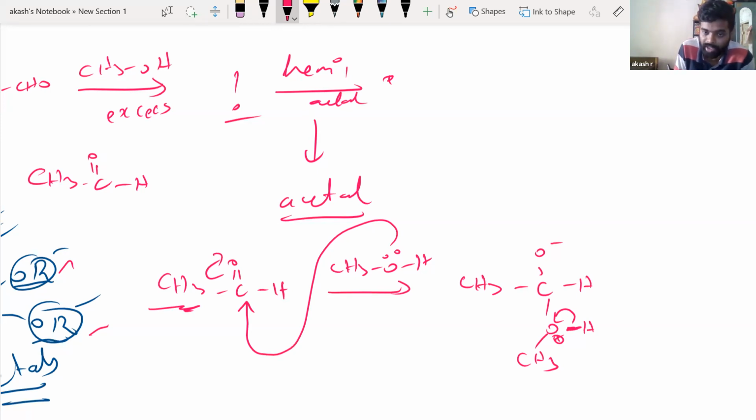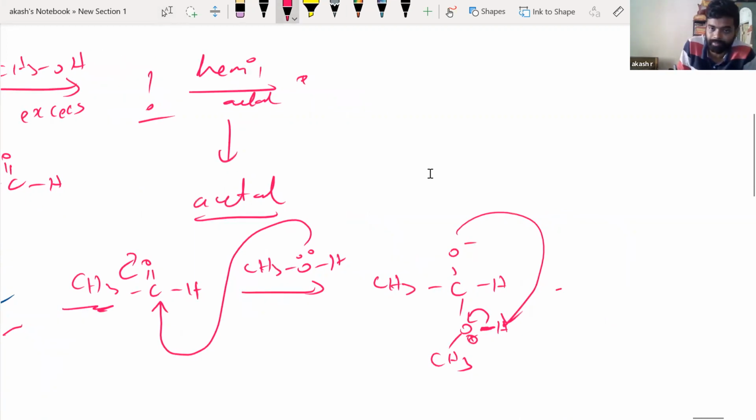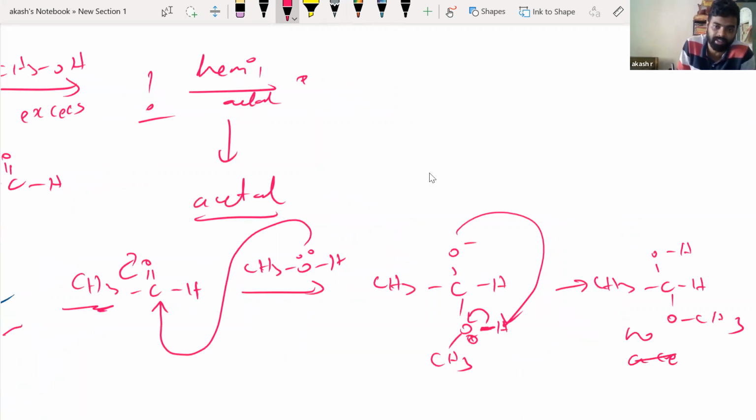I don't want the positive charge. So H plus comes out and that H plus will be taken up by the O minus. So you can easily form CH3CHOH, and this has a hydrogen also, and that also has OCH3. This is your acetal, sorry, hemiacetal.